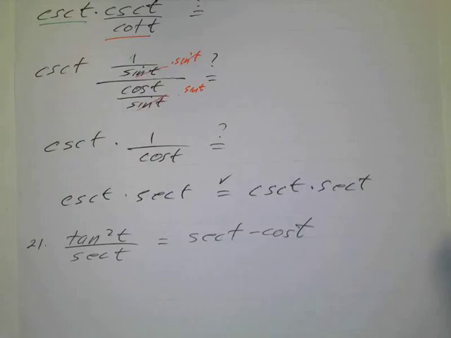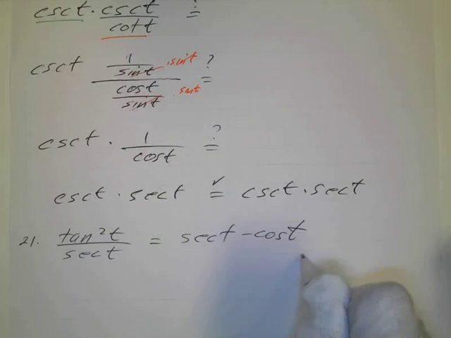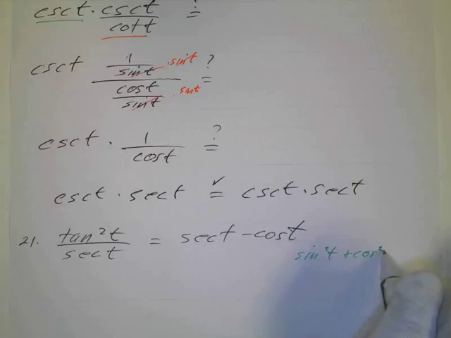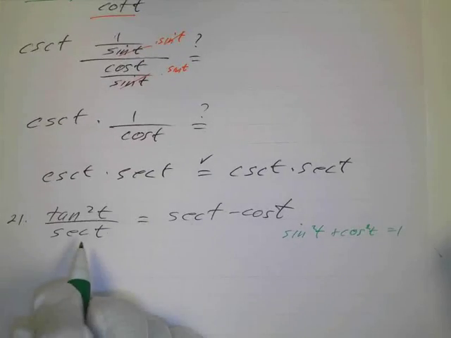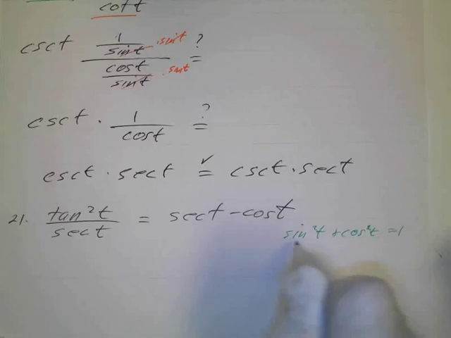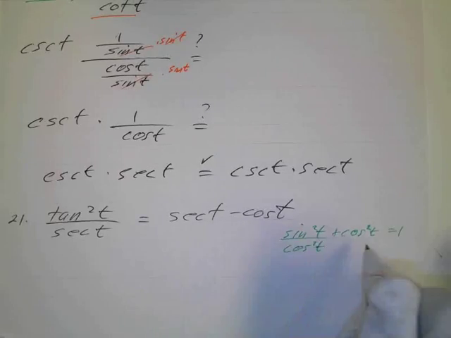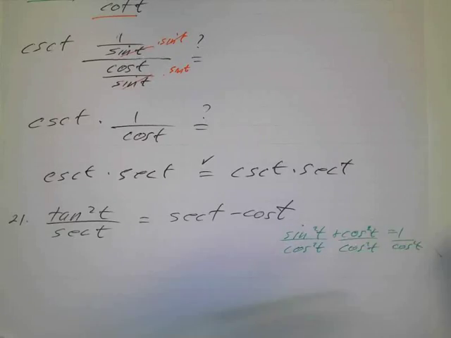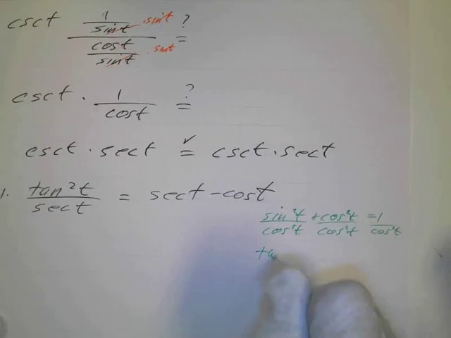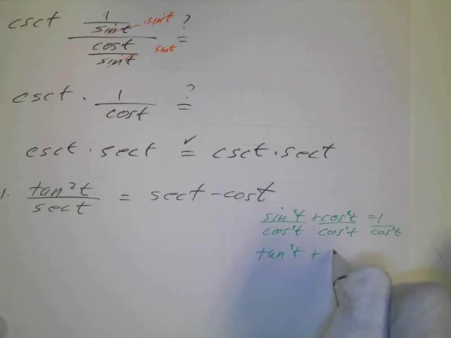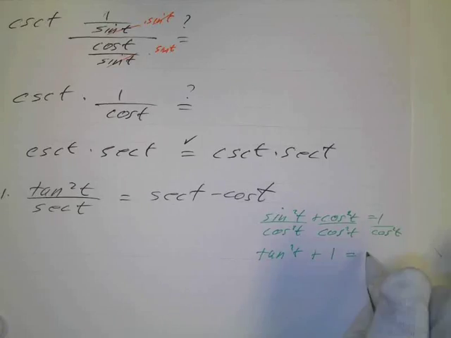Again, I'm not too sure what it is, so we'll just start over here and see what's going to involve the tangent. So I know the sine squared of t plus the cosine squared of t equals 1. I want to get the tangent, so I'll divide everything by the cosine, and then I get one of my identities. This is going to be the tangent squared of t plus 1 equals, and 1 over the cosine is the secant squared of t.